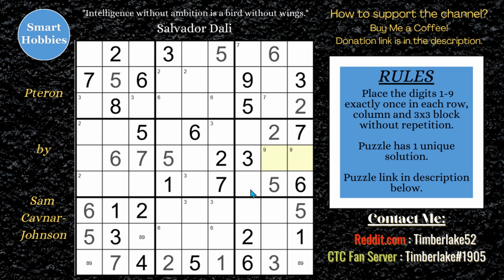Nothing that I can see right away. Okay, so I made some of those Snyder marks, and now I'm looking to see if there's more I can do. So there's 4 coming up here. Now there's only 2 spots for 4 up in block 1.